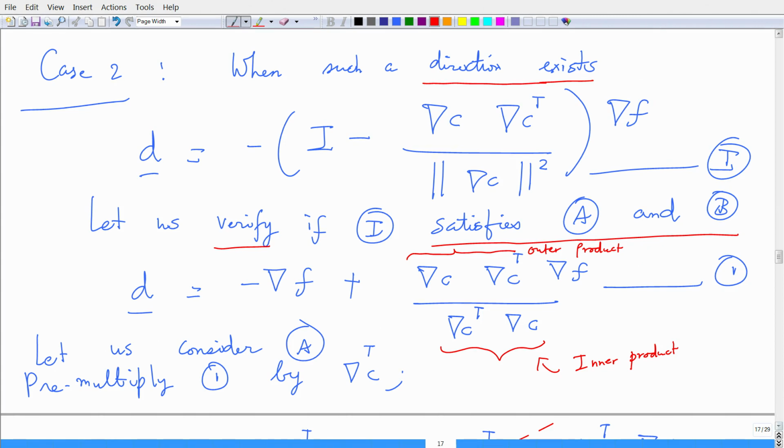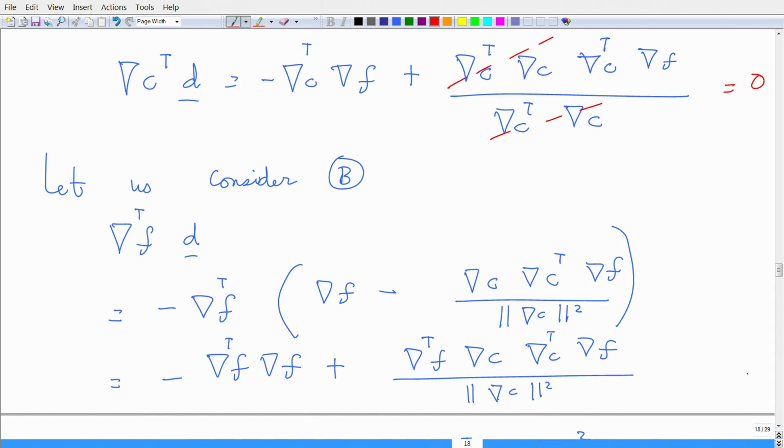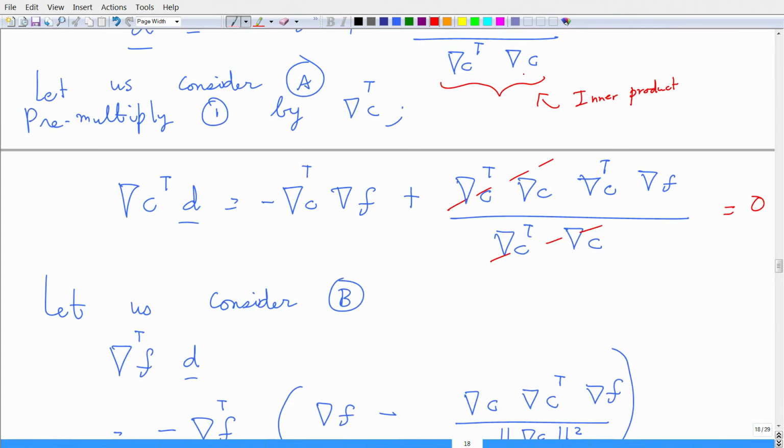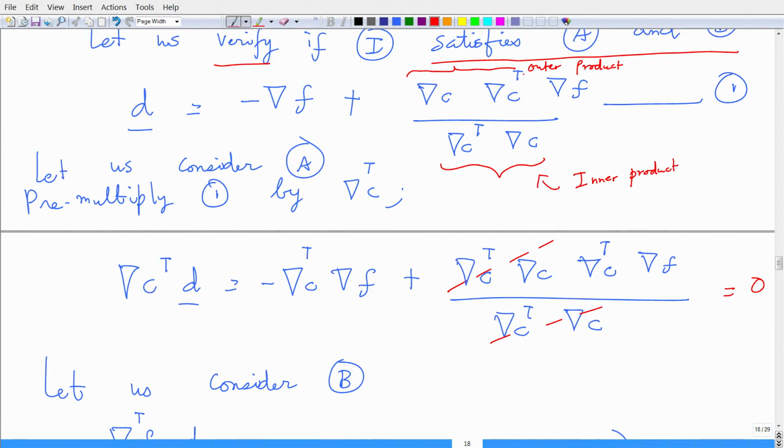What I have to do is plug in D there and then take the inner product of D with del C. So, del C transpose D is going to give me minus del C transposed del F plus del C transposed. If you just see this equation before, it can help you. I pull this del C transpose here: del C transpose times del C times del C transpose times del F upon this.